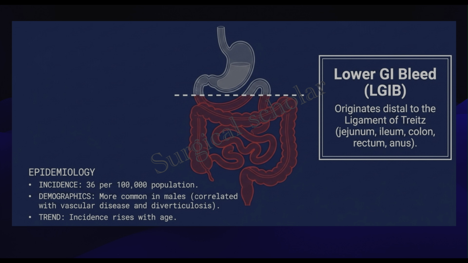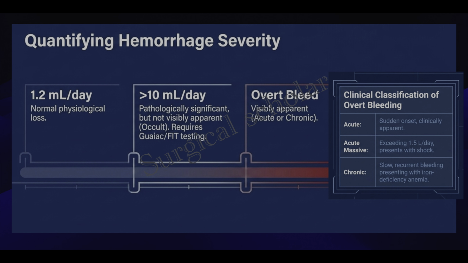Incidence increases with age. The hemorrhage severity: 1.2 ml per day loss of blood is normal physiological. More than 10 ml loss of blood is pathologically significant but not visibly apparent and is known as occult bleed, and requires guaiac or FIT tests.